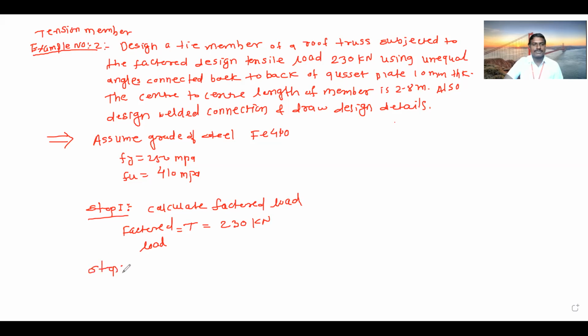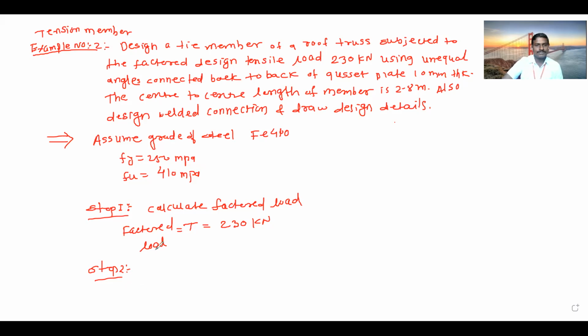Then step 2. As per the procedure, step 2 is to calculate the diameter of bolt hole, but here we have to design welded connection. It means we have to skip this step. There is no need to calculate the diameter of bolt hole, so you can skip this step 2. So directly we will jump to step 3, that will be here step 2.